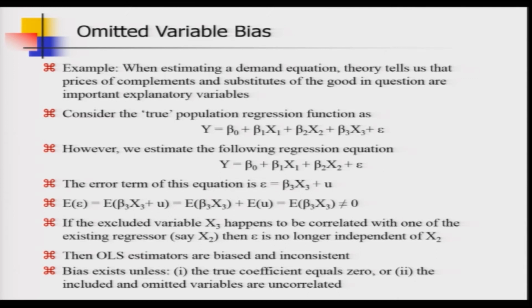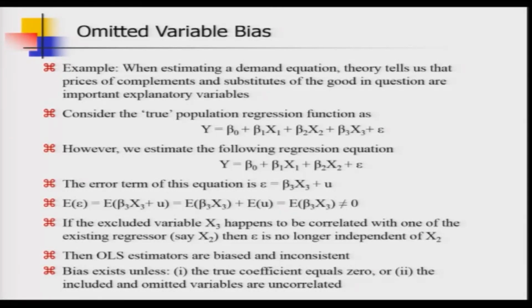Now, we are going to talk about another dimension of the problem. If the excluded variable x3 happens to be linked with one of the existing regressors, say x2, then epsilon is no longer independent of x2, and what does that mean? Another assumption of the classical linear regression model breaks down.